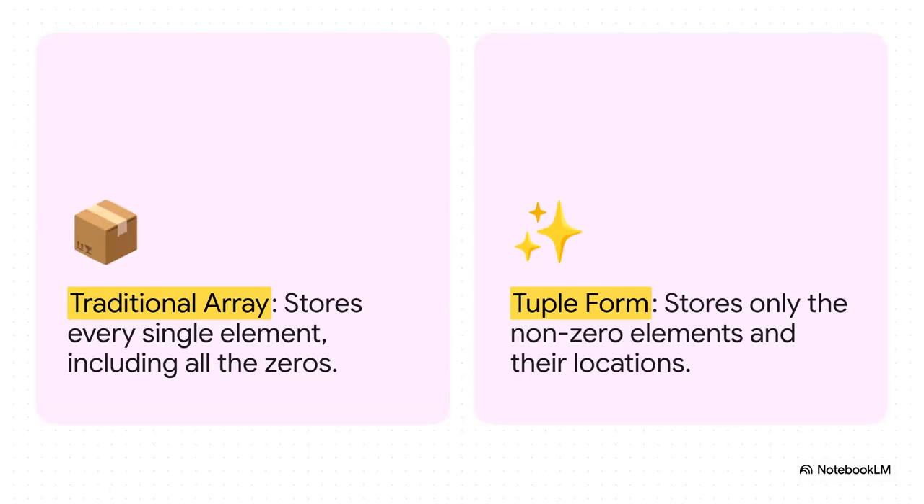When you put these two methods side by side, the difference is just night and day. The old way, the traditional array, is just bloated. It's full of useless information. But this new way, the tuple representation, it's lean, it's efficient. It only keeps the good stuff, the data that actually means something.